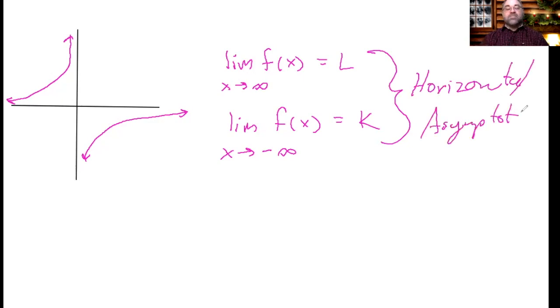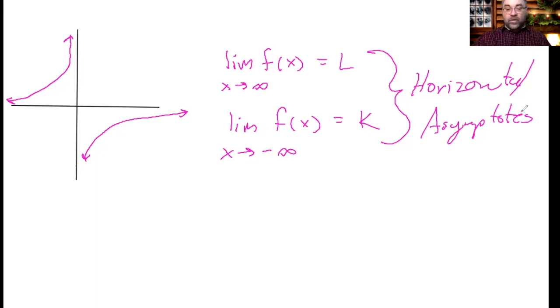That means we don't really care what happens near the origin. It could be crossing the x-axis, the horizontal asymptote, infinitely many times. What we care about is that as x gets infinitely large, is it approaching a value? Or as x gets infinitely small, is it approaching a finite value? And if it does, then we call that the horizontal asymptote for the function.